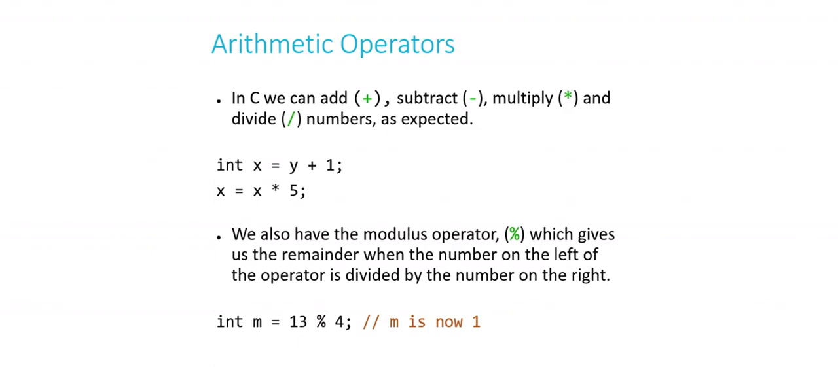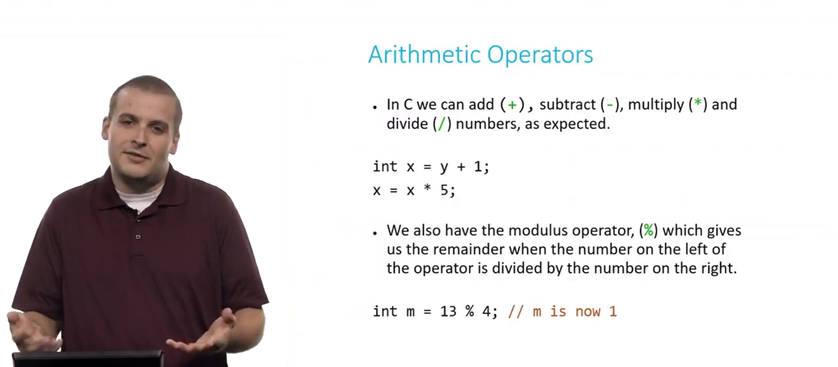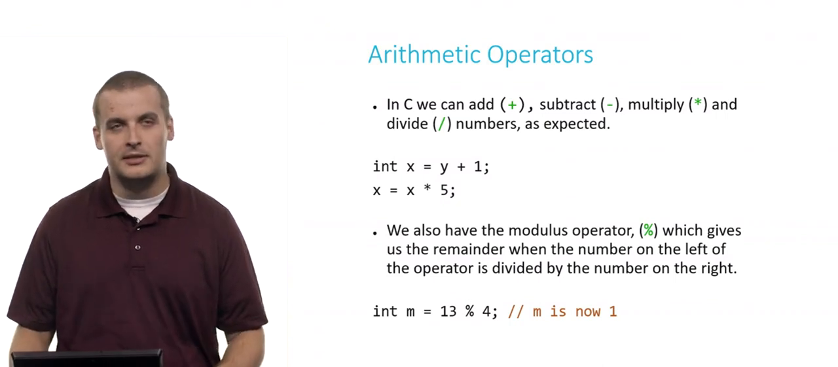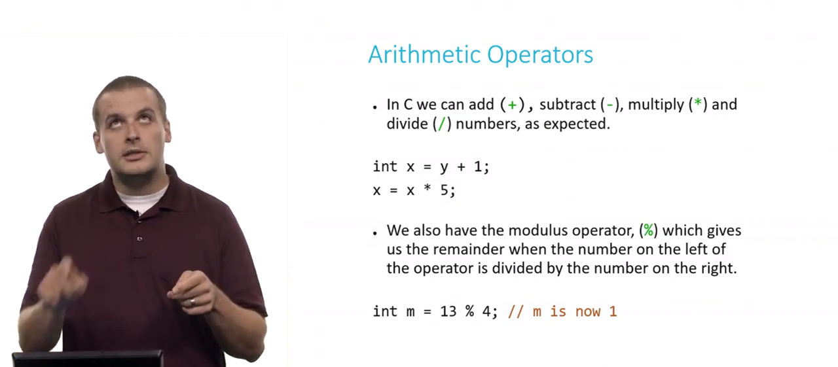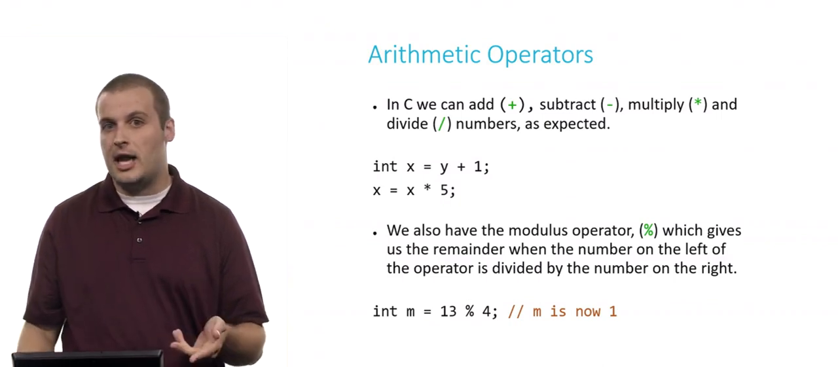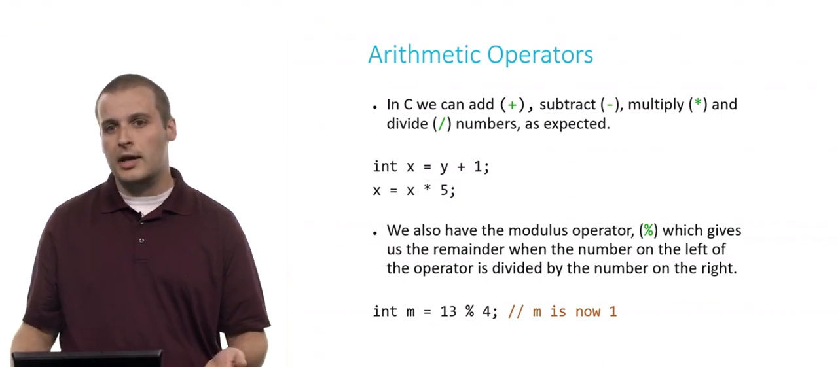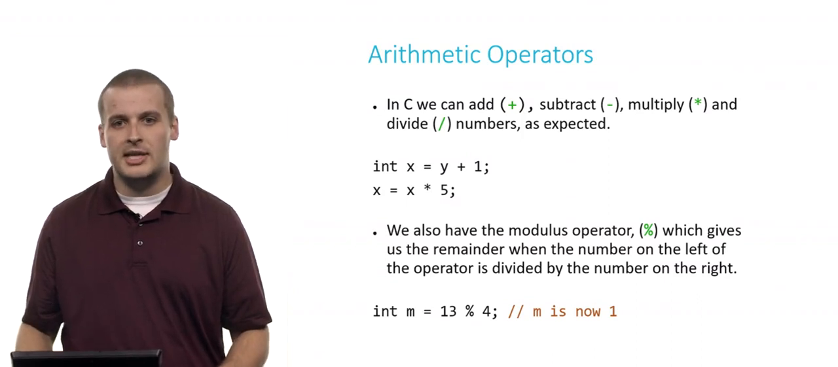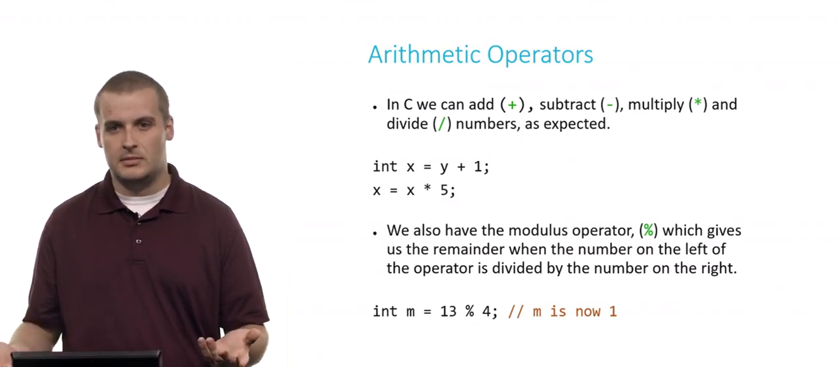So I have another line of code here, int m equals 13 mod 4, and I say here in a comment that m's value is now 1. Why do I say that? Well, do the long division out in your head if you bear with me for a second. So I have 4 divided into 13. 4 goes into 13 3 times with a remainder of 1. So that's basically all the modulus operator does, it tells you when you divide, you get the remainder.